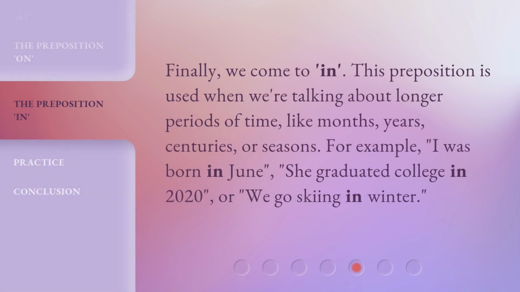Finally, we come to in. This preposition is used when we're talking about longer periods of time, like months, years, centuries, or seasons. For example, I was born in June. She graduated college in 2020, or we go skiing in winter.